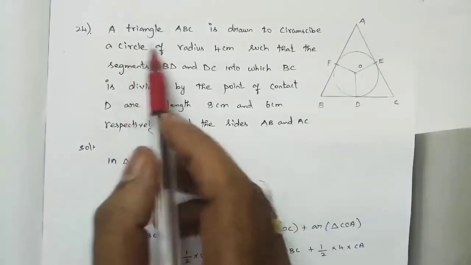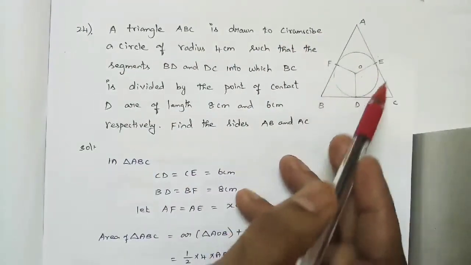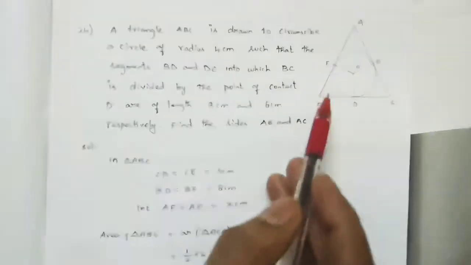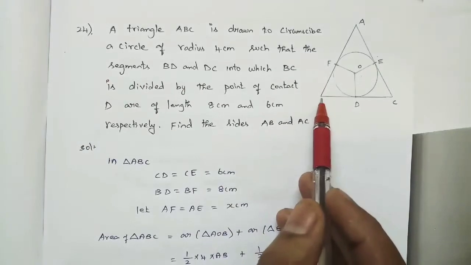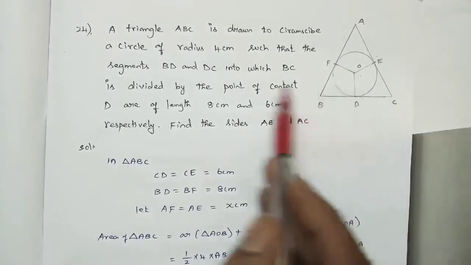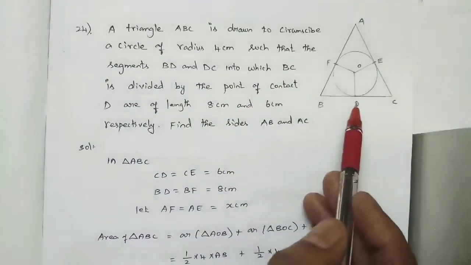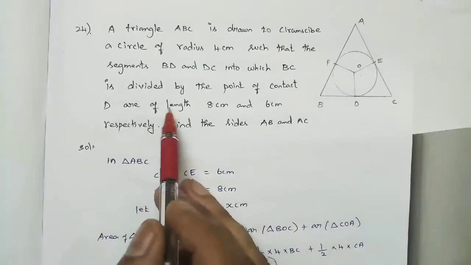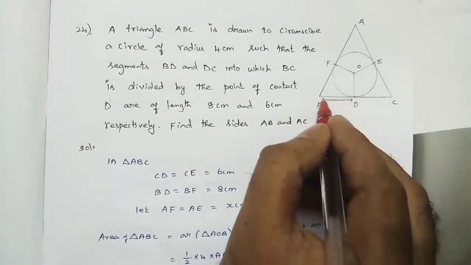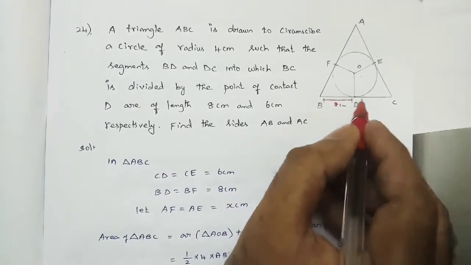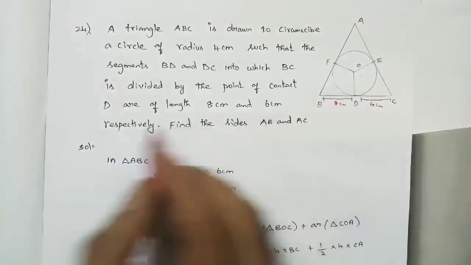A triangle ABC is drawn to circumscribe a circle of radius 4 centimeter. So radius of a circle is 4 centimeter. A triangle is drawn such that the segments BD and DC, into which BC is divided by the point of contact D, are of length 8 centimeter and 6 centimeter. That means BD is equal to 8 centimeter and DC is equal to 6 centimeter respectively.